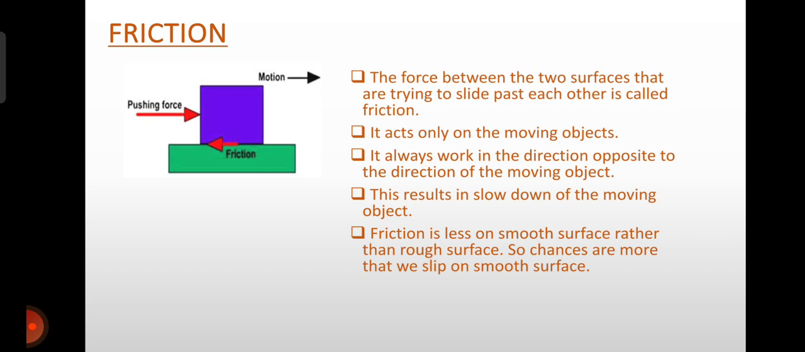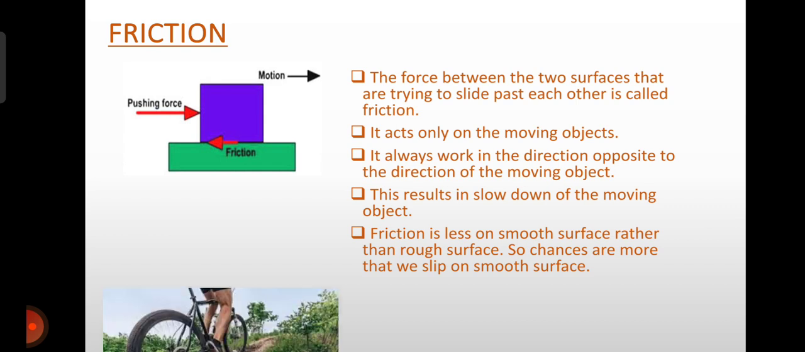Over here, the diagram explains it very well. The purple colored square object, we are pushing it, we are applying force, so it is in motion in the forward direction. Whereas because the object comes in contact with the green surface, there is friction, which is in the opposite direction, making it backwards. So the result is the slowdown of the motion.